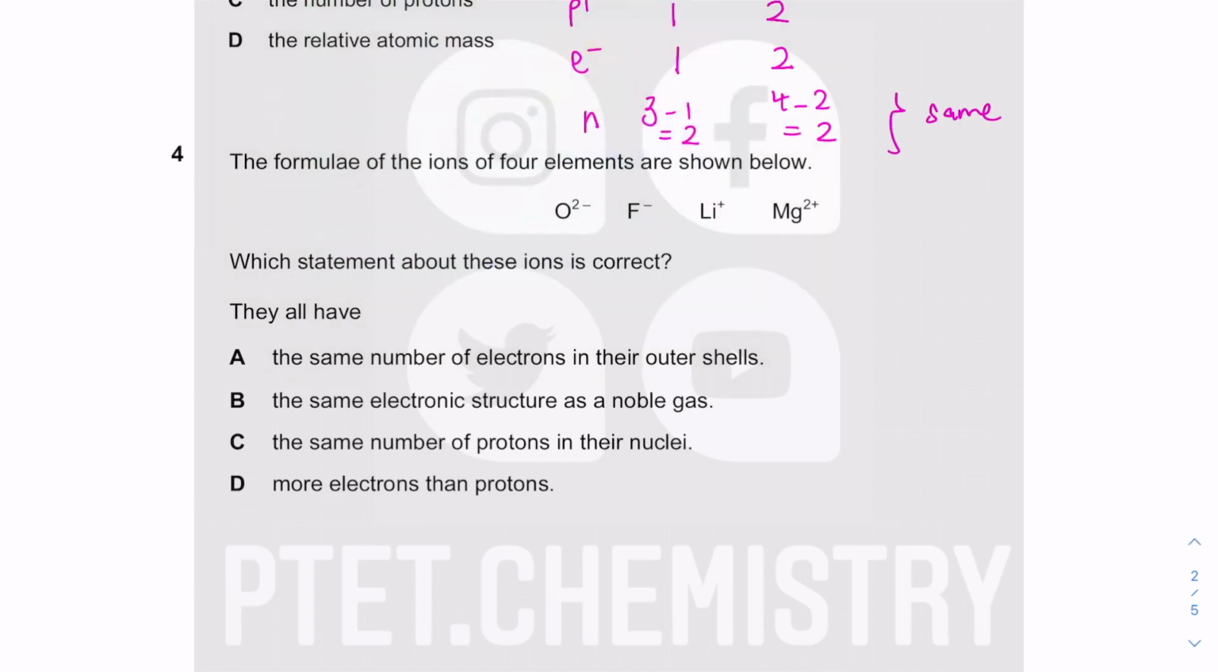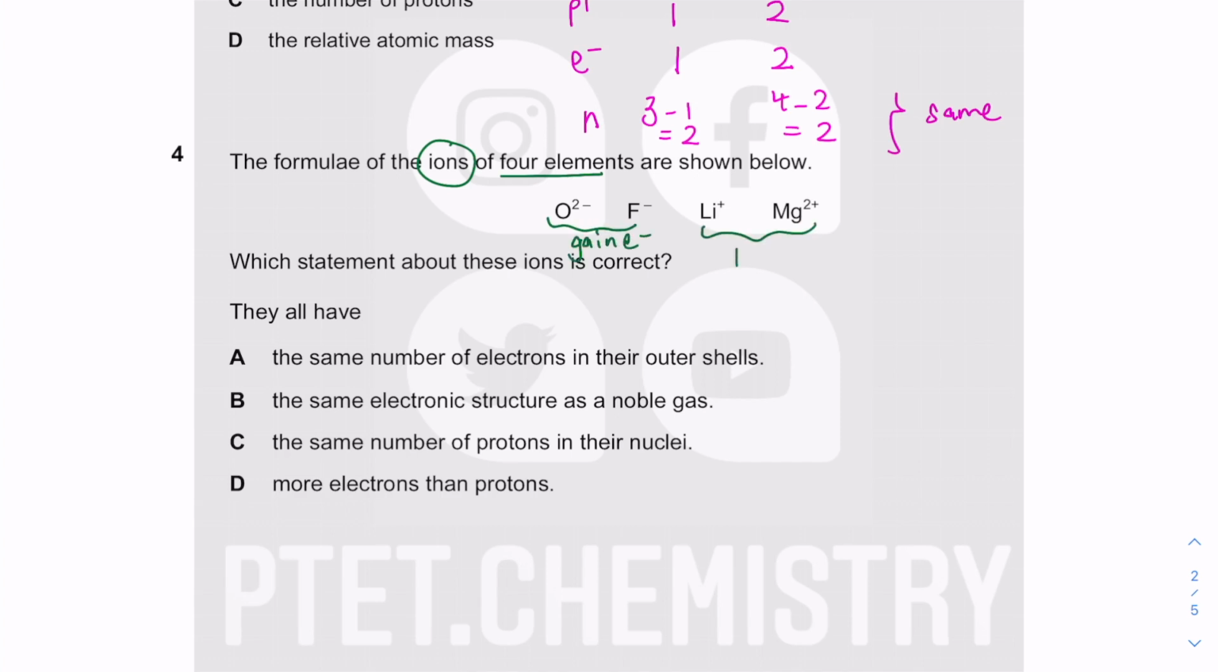Question 4, the formula of the ions of 4 elements. The elements here are oxygen, fluorine, lithium, and magnesium. But these are ions. These are -2. These are -1. So we say that these have gained electrons.